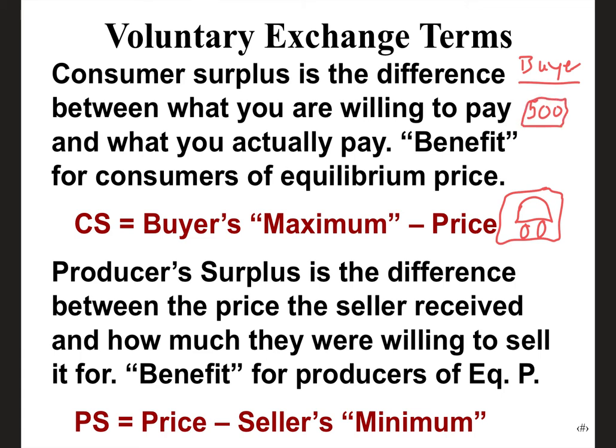This is what I'm willing and able to pay. When the buyer comes to the market, this is the amount that's on the demand curve. This individual can spend $500, but they're looking to go into the market to really spend $200. Hopefully that's going to be closer to the equilibrium price.